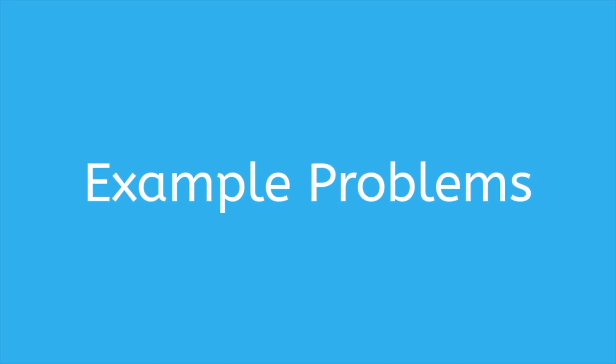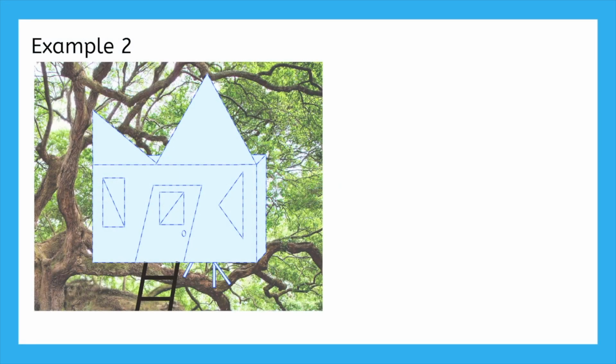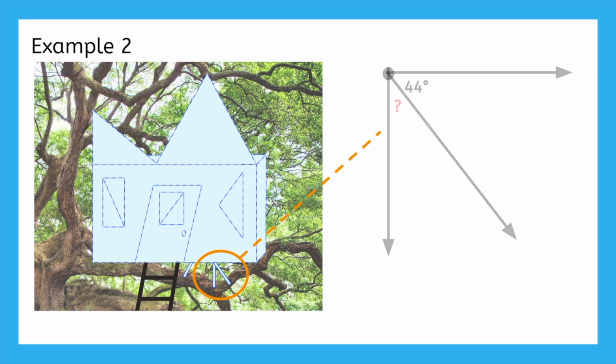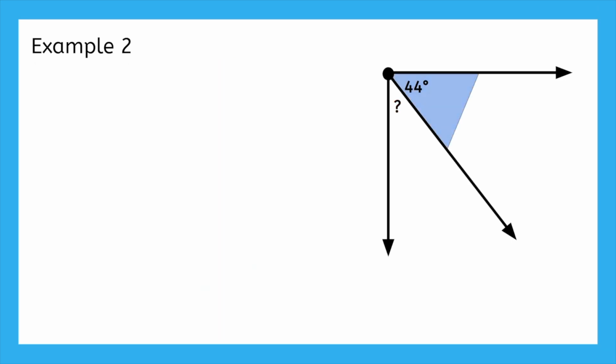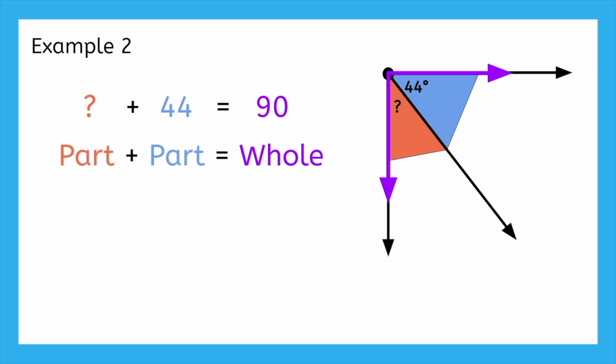Let's break down another example. Take a look at the brace where the treehouse meets the branch. The upper 44-degree angle and lower angle together make up the whole angle, which is 90 degrees because these are complementary angles. So some number plus 44 must equal 90. We know that each angle represents part of the whole angle. So adding together part plus part, we can find the whole.